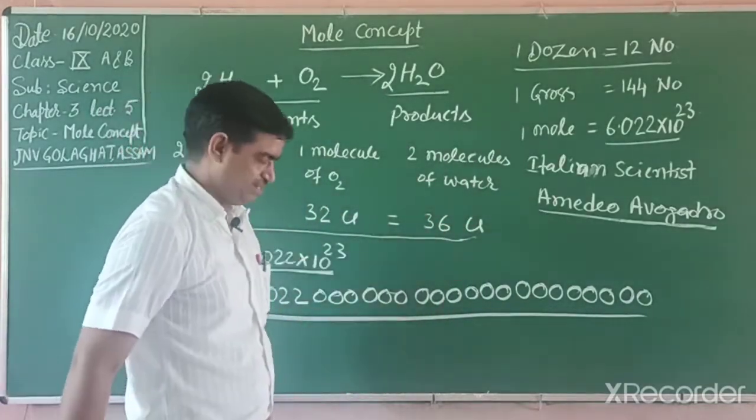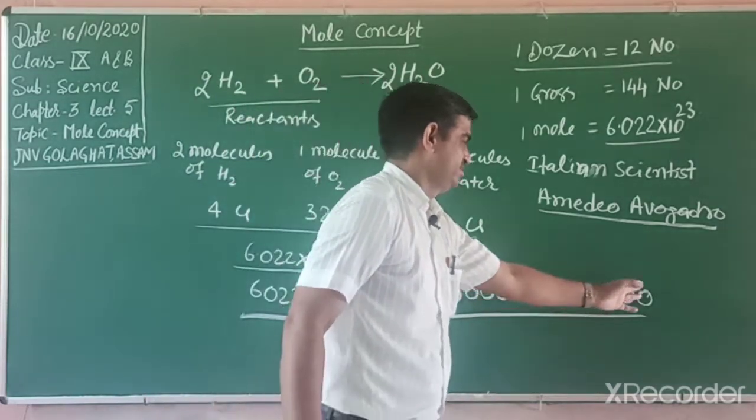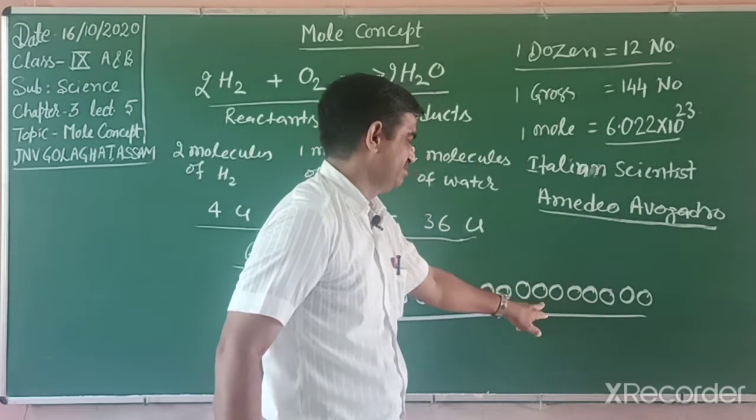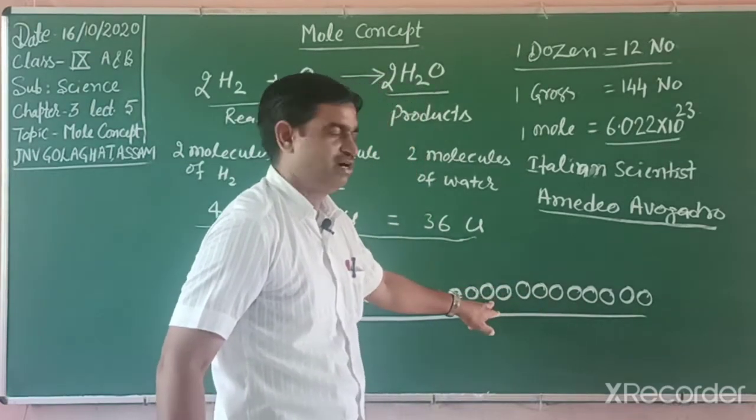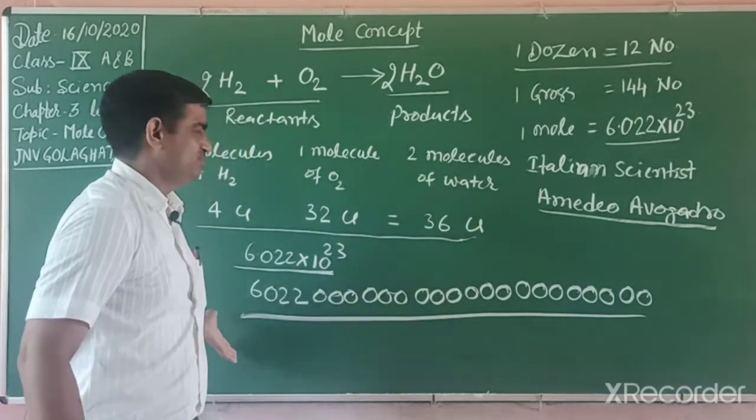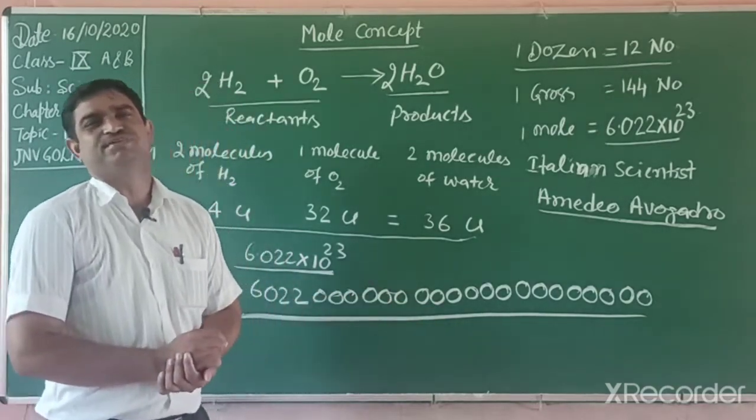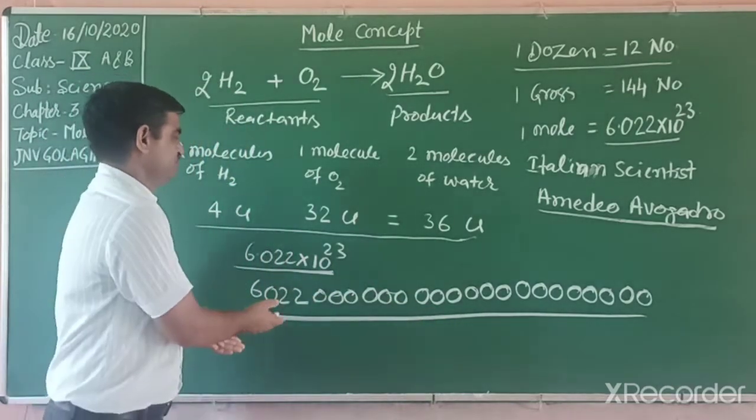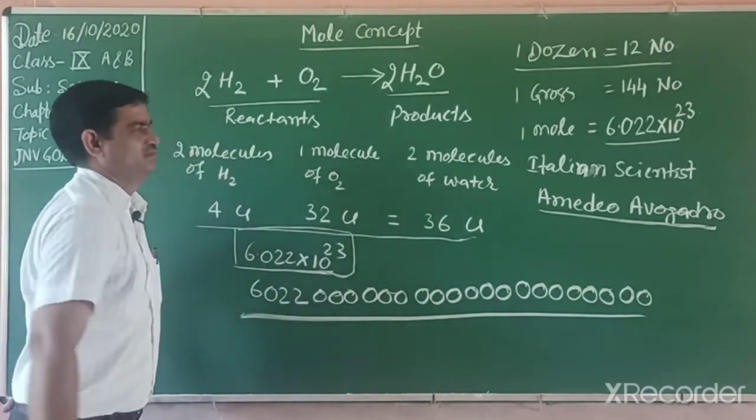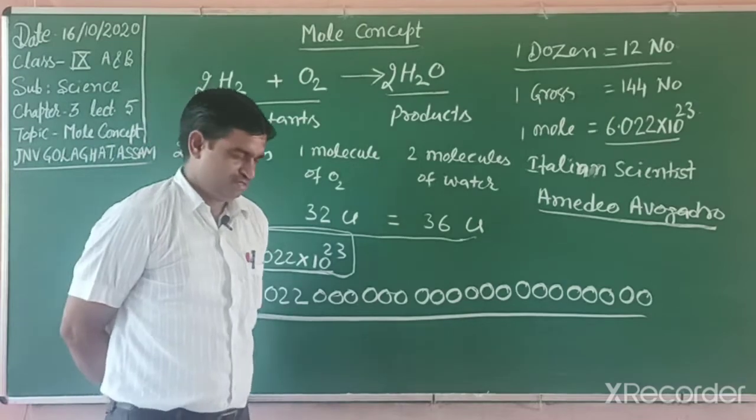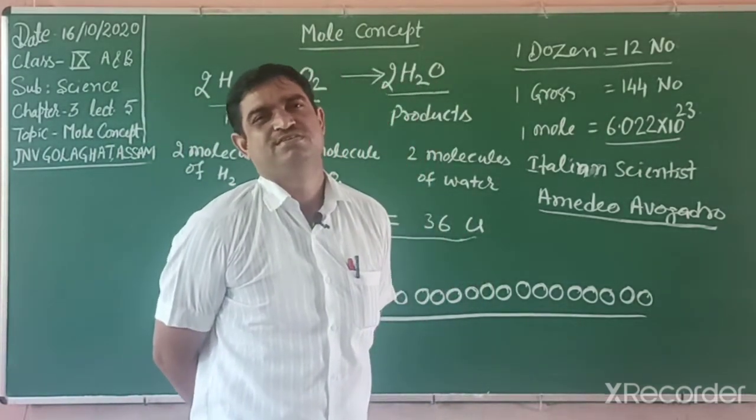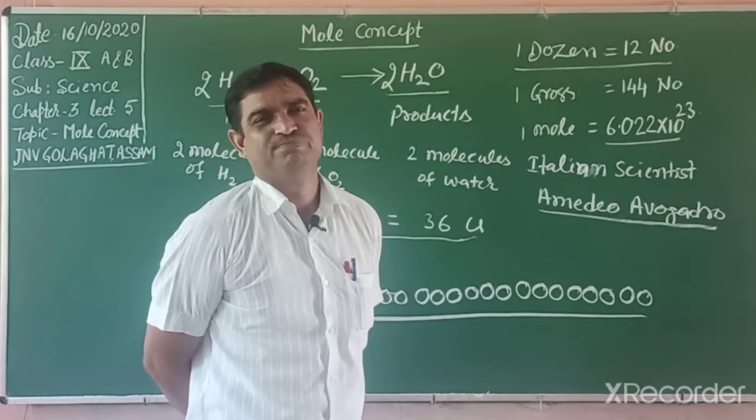If we count, like in Hindi we count इकाई, दहाई, सैकड़ा, हजार, 10,000, लाख, 10 लाख, करोड़, 10 करोड़, अरब, 10 अरब, खरब, 10 खरब. In this way, this is a very large number, very difficult to count. So it is represented by this number. This is a fixed number known as a mole, and it was calculated by the Italian scientist Amedeo Avogadro.